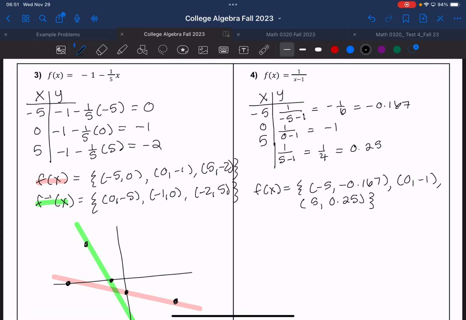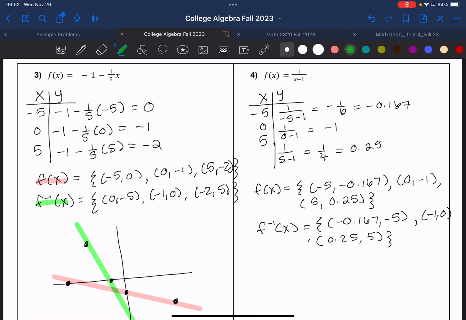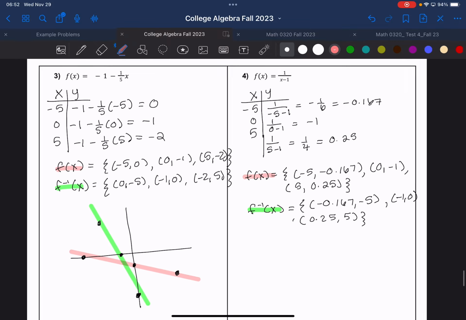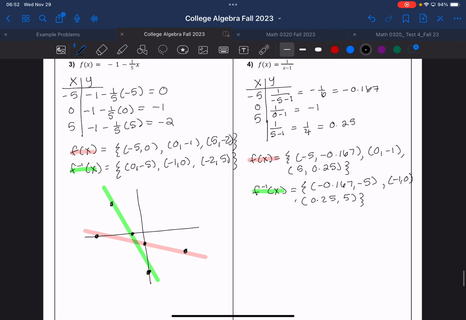And then how'd you guys find the inverse points? Good, flip all those points. So instead of x, y, we're putting in y, x. So I'm just flipping those points. And that is going to help us plot our inverse. And I just highlighted 2 different colors so you'll be able to see the 2 different graphs. And then I'm just going to plot my points here.